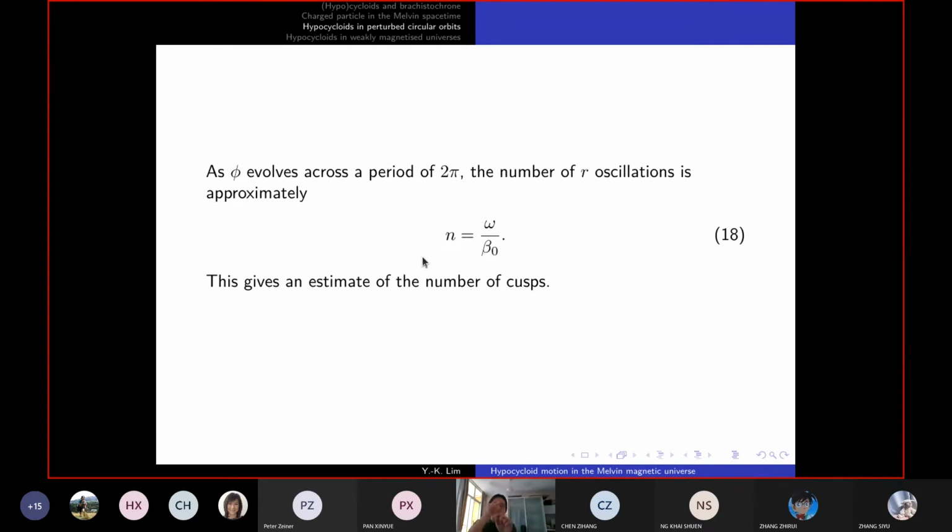Okay, so from that we can get some other general information. For example, as the perturbed circular orbit goes around one round, I can count the number of cusps by just dividing the radial frequency over the angular frequency. So this gives us an estimate. Remember, it's an estimate because our equation is a linearized approximation. But it's given by a simple formula, omega over beta. So let's see some examples.